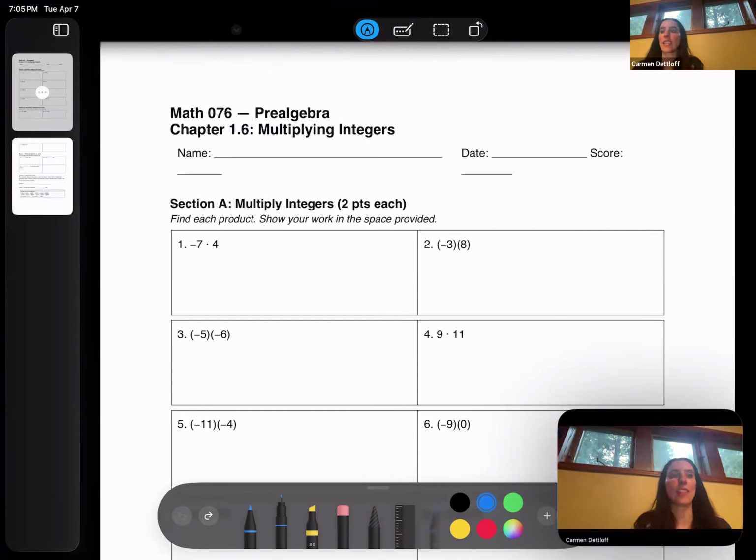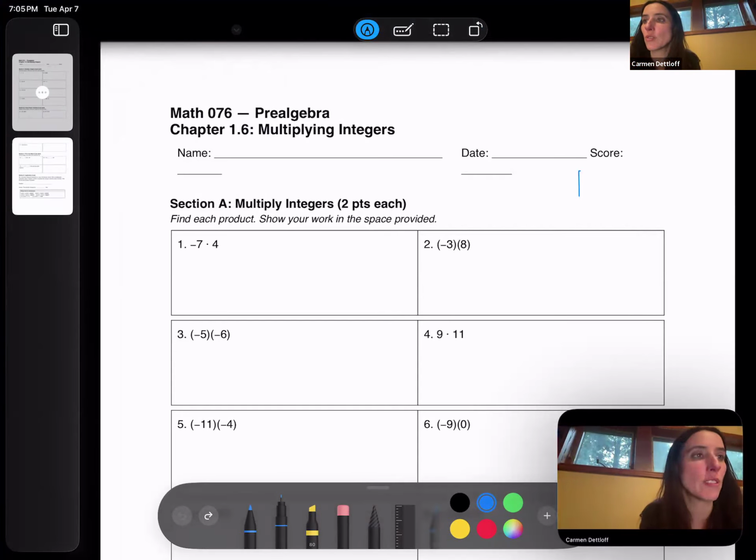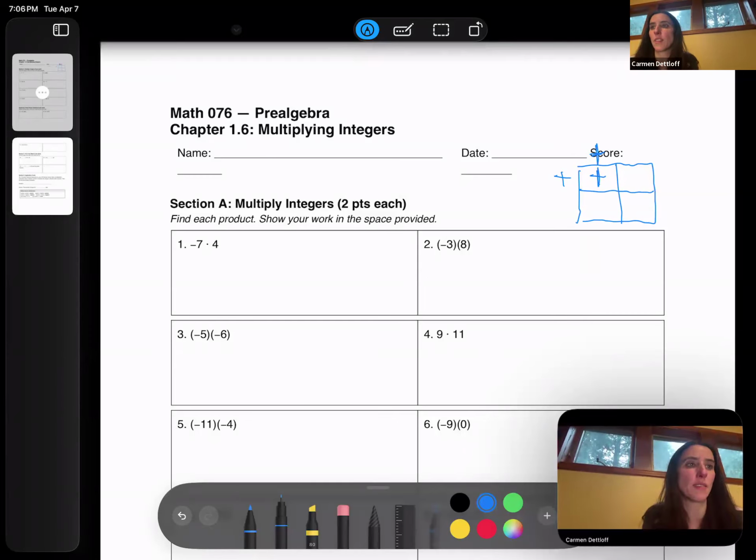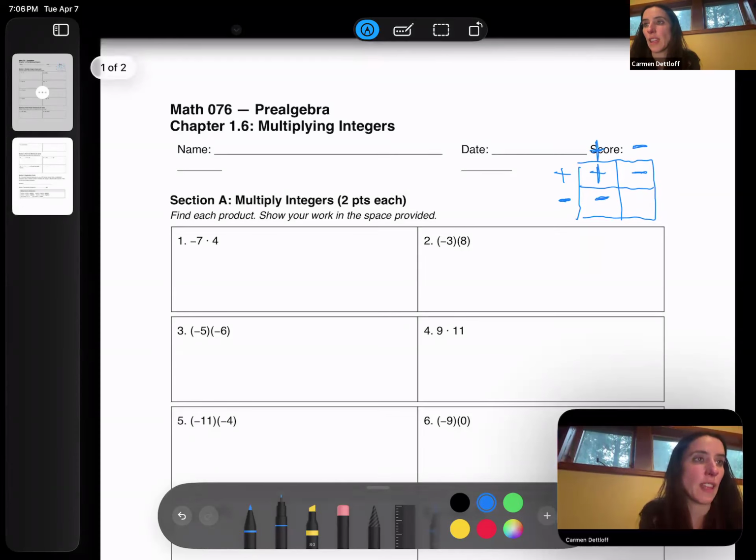Let's take a look. I have this handy dandy chart that I use. When I've got positive times a positive, that gives me a positive. What about a negative and a positive? When a negative and a positive mix, it is negative. Negative and negative gives a positive. Negative times negative becomes positive.